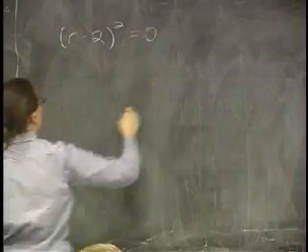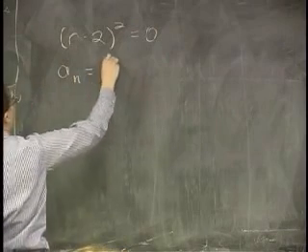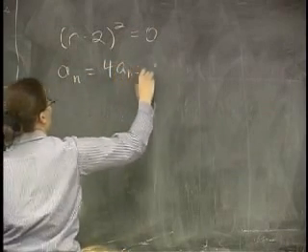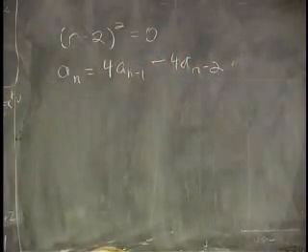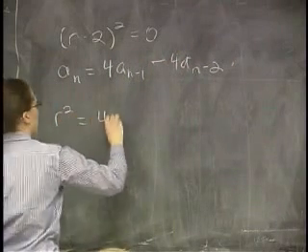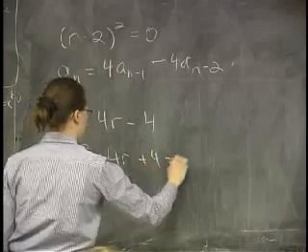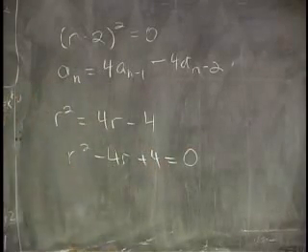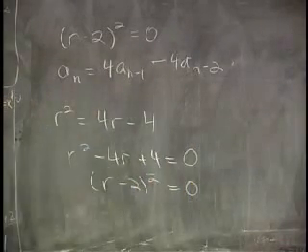What happens if our characteristic polynomial is (r minus 2) squared? This would come from the recurrence relation a_n equals 4a_(n-1) minus 4a_(n-2). So I'd say, okay, now I have r squared equals 4r minus 4, so r squared minus 4r plus 4 equals 0. And so I factor this. I say, okay, this is (r minus 2) squared. And now I'm in trouble.